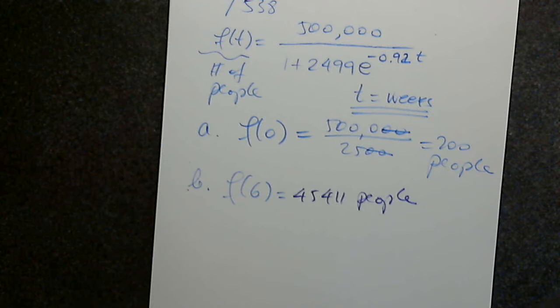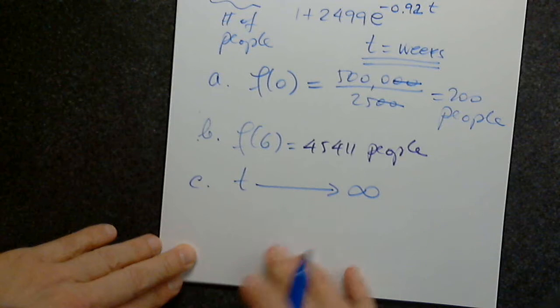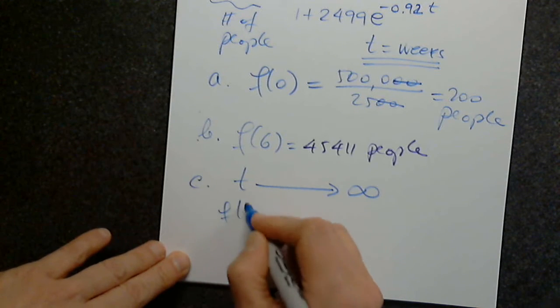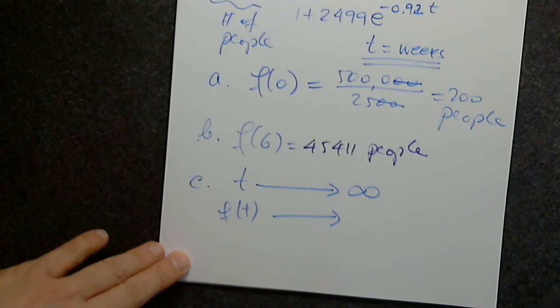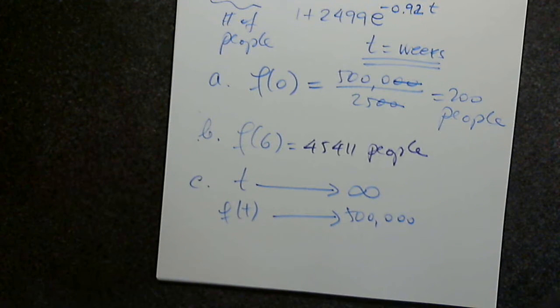Okay? So I will say the limiting size of the population, as t approaches infinity, f of t approaches what? 500,000. That's it. It cannot exceed the limiting size of the population.